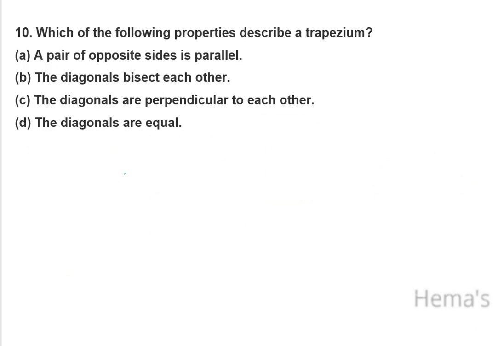Question 10. Which of the following properties describe a trapezium? A. A pair of opposite sides are parallel. B. The diagonals bisect each other. C. The diagonals are perpendicular to each other. And D. The diagonals are equal. This is the figure of a trapezium. From this, we can easily say that a pair of opposite sides are parallel. So the correct option is A.